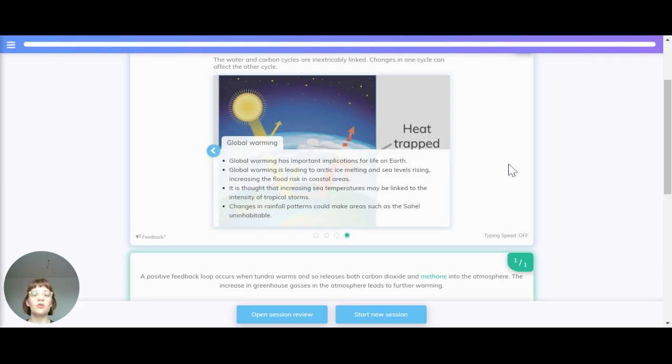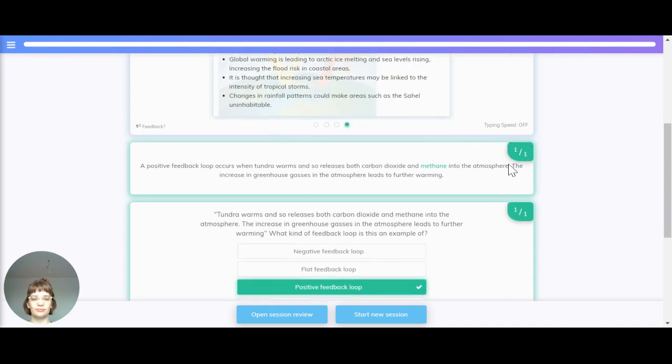Global warming. Global warming has important implications for life on Earth. Global warming is leading to Arctic ice melting and sea levels rising, increasing flood risk in coastal areas. It is thought that increasing sea temperatures may be linked to the intensity of tropical storms. Changes in rainfall patterns can make areas such as the Sahel uninhabitable.